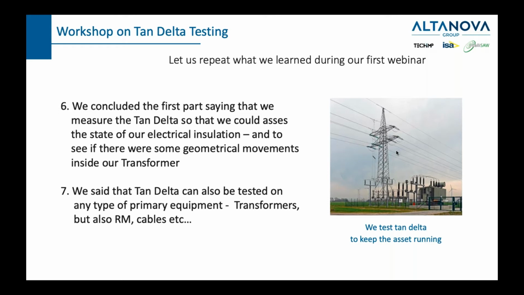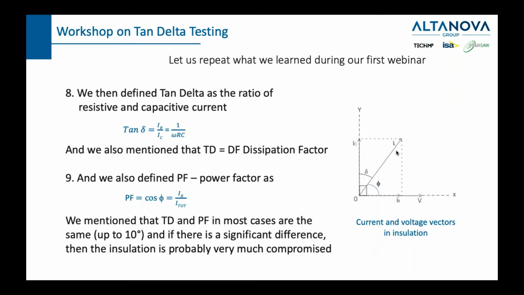So tan delta tells us about electrical insulation, and we can also see, apart from that, if there have been some geometrical movements inside our, let's say, transformer. We focused on the transformer last time, we will focus also this time, but as we said in the point 7, we can test tan delta on many of the primary equipment. Wherever you have your electrical insulation, you can do a tan delta test.